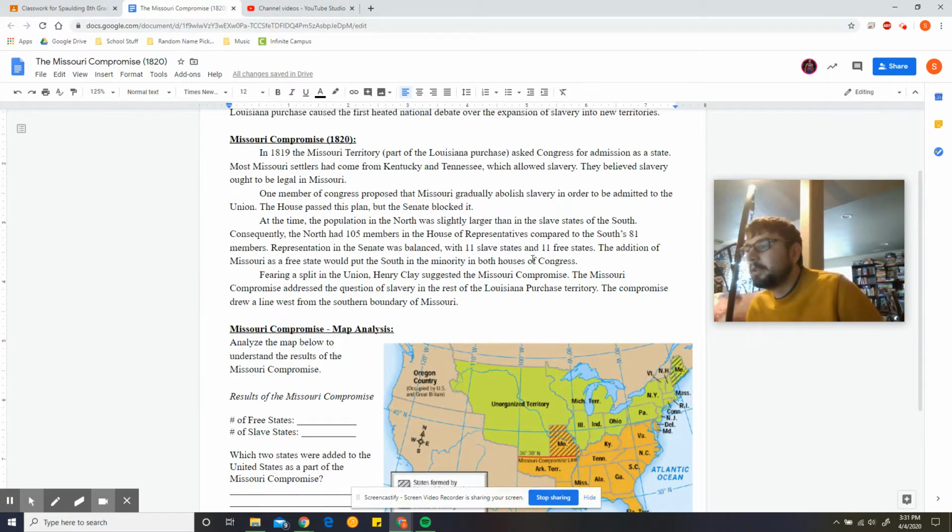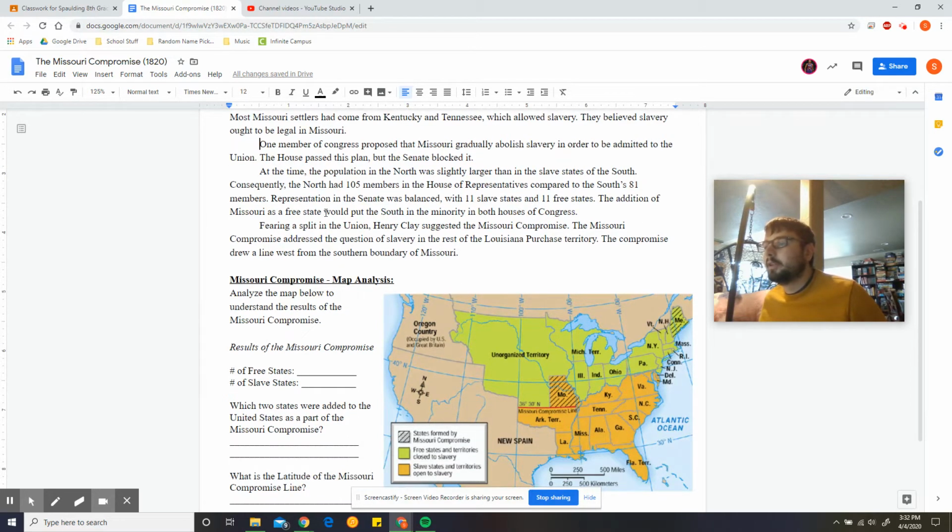At the time, the population in the North was slightly larger than in the slave states of the South. Consequently, the North had 105 members in the House of Representatives compared to the South's 81 members. Representation in the Senate was balanced, with 11 slave states and 11 free states. The addition of Missouri as a free state would put the South in the minority in both houses of Congress. So the South is going to be really concerned about this because they don't want to have less representation in both the House of Representatives and the Senate.